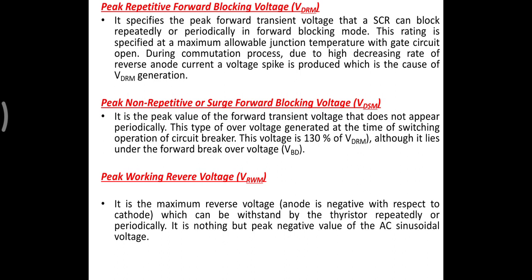Next, peak working reverse voltage. See the definition of this peak working reverse voltage. It is the maximum reverse voltage which can be withstood by the thyristor repeatedly or periodically. It is nothing but the peak negative value of the AC sinusoidal voltage. Peak working reverse voltage means it is the maximum reverse voltage withstood by the thyristor.